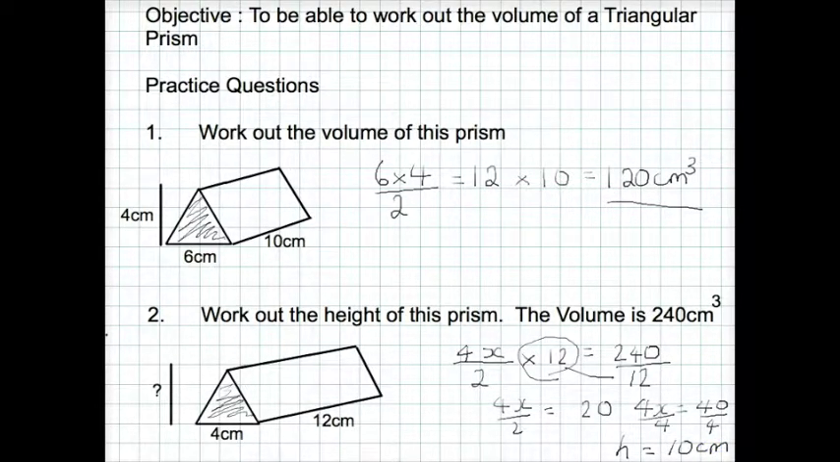We can always check this back at the end. So 4 times 10 is 40. Halve it is 20. 20 times 12 gives us the 240 that we've got in the question.